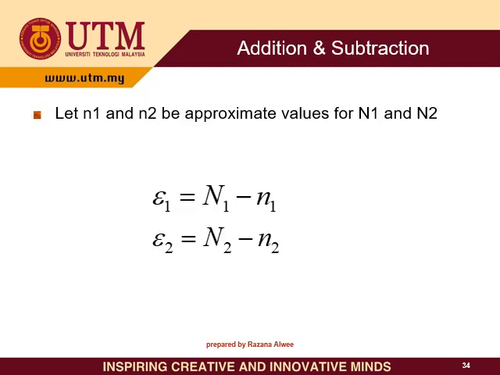Okay, addition and subtraction. So let's say we have n1 and n2 be approximate values for our larger capital N1 and N2. So this is our true value here, and this is our approximate value, these two. And the error for 1, you already know based on the previous equation, is the true value minus the approximate value, same as this one. You will get your error, both for number 1 and number 2.